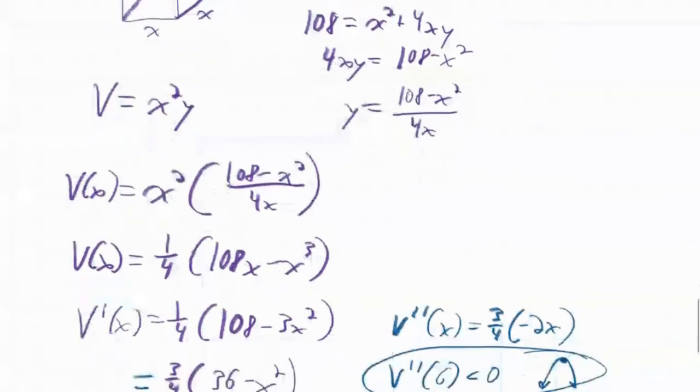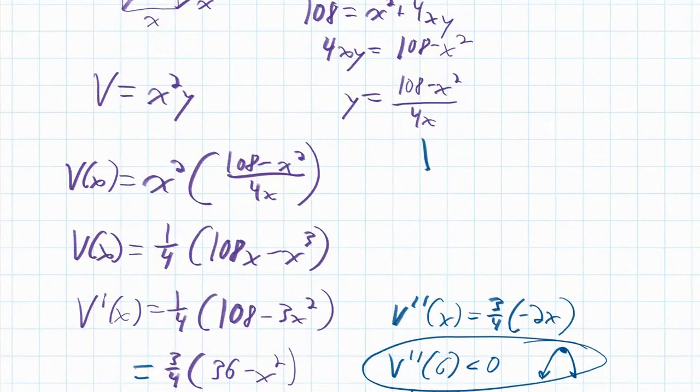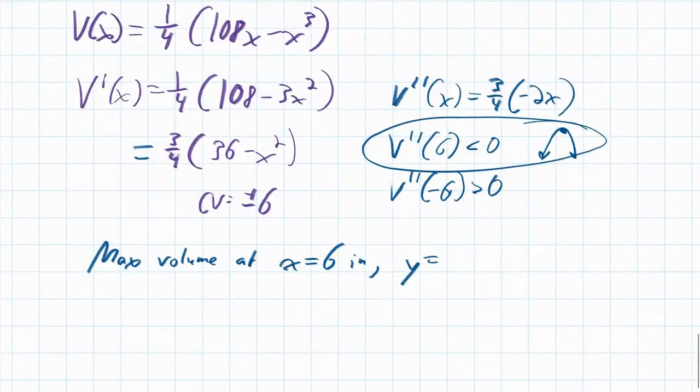I'm going to have to go back up here and plug it in. So y equals 108 minus 36 over 24, which is 72 over 24, or 3. So x equals 6 inches, y equals 3 inches. It doesn't ask for what the volume is, so we're good. Moving on to number 5.